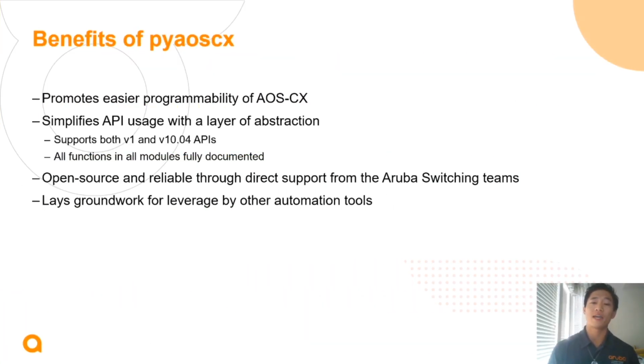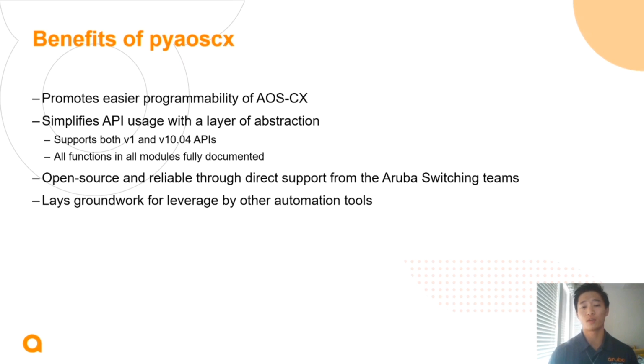The benefits of pyaoscx really boil down to a few salient points, chief among which is the promotion of easier programmability. So when you're using pyaoscx, you don't need to dig deep in the weeds and understand the JSON models for all the different APIs. All you need to know is the values for the arguments that you'd like to pass to the pyaoscx functions.